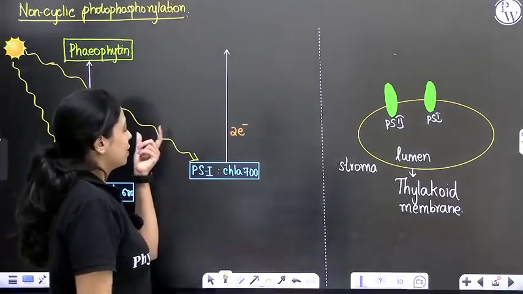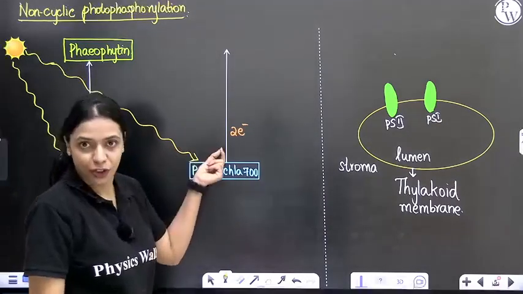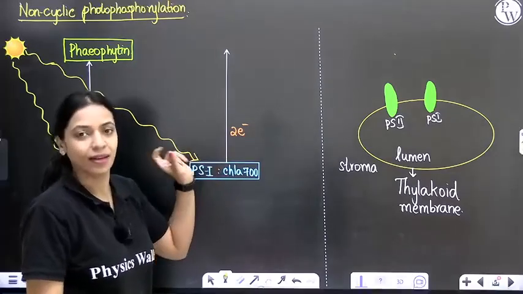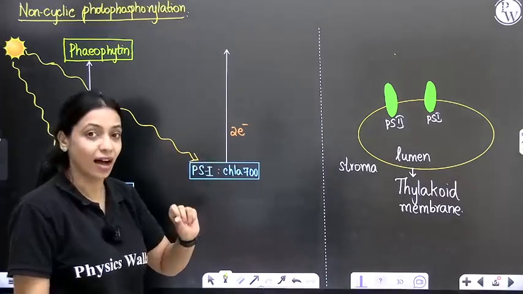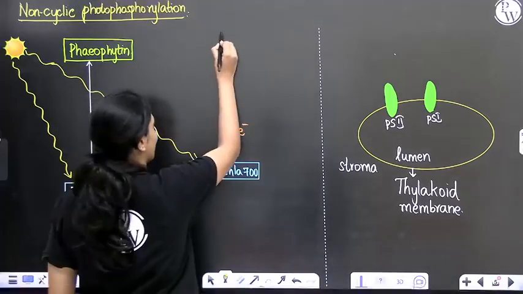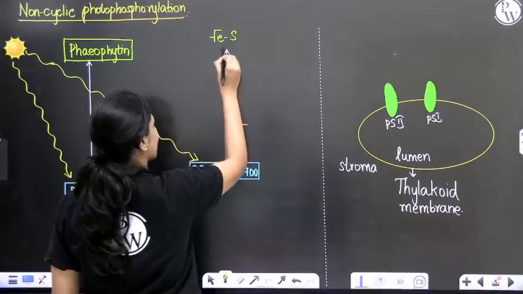Similarly, the molecule that accepts the electron that is excited from PS1's reaction center is a protein that contains iron and sulfur. We call it an iron sulfur protein. In short, you can represent it as FES.